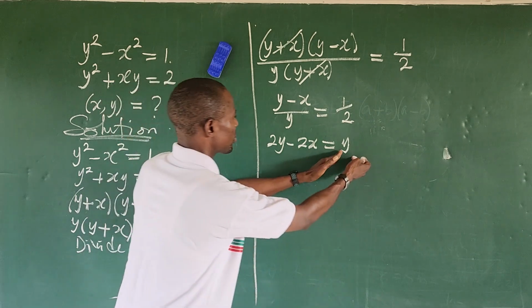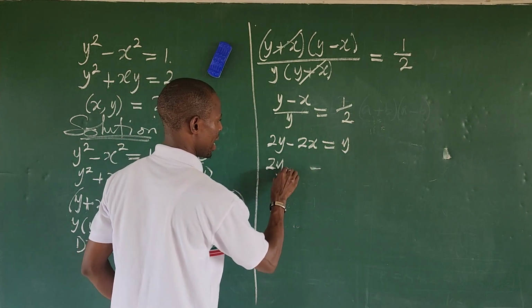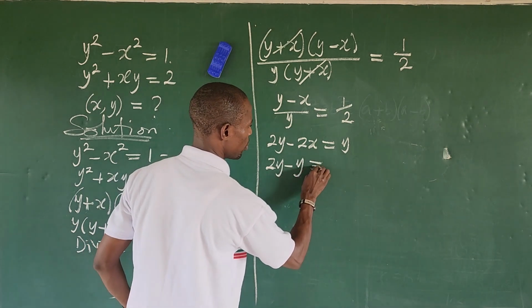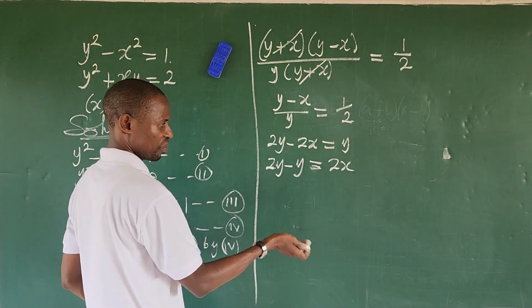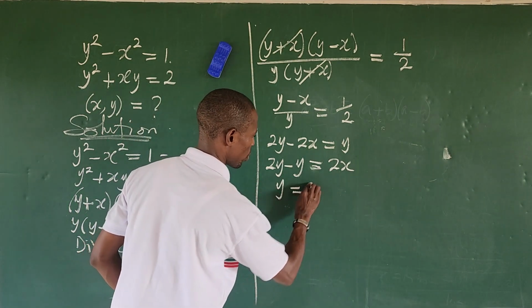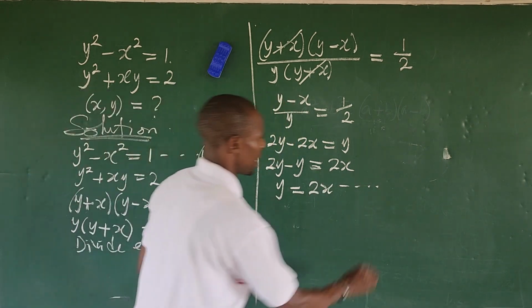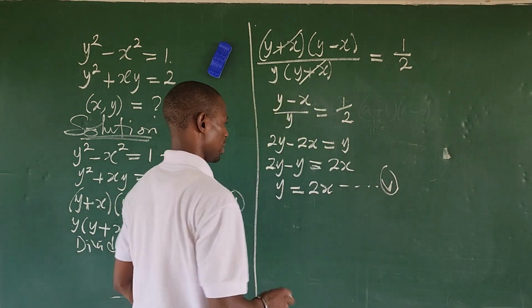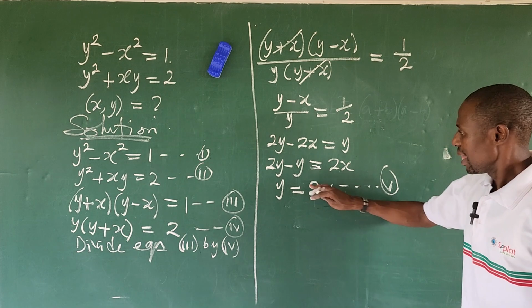All right. So let's collect our like terms. Move this to this side. So we're going to have 2y minus y equal to 2x. Simple. So 2y minus y will give us what? y is equal to 2x. Let's give this equation 5.